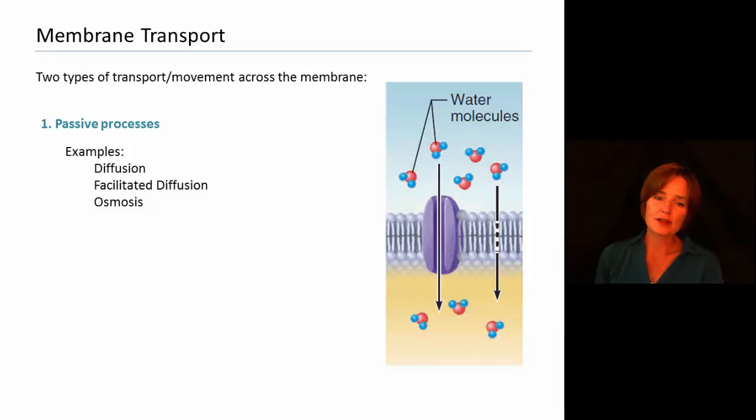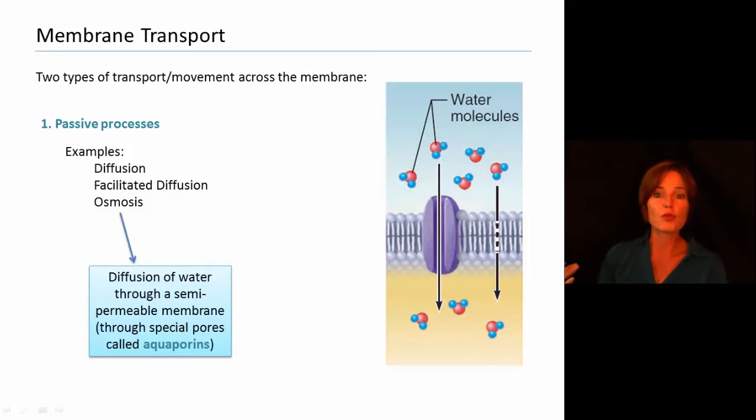A third type of passive process is osmosis. With osmosis, we are specifically talking about the movement of water molecules. This will be diffusion of water. So by diffusion, they are spreading out, and the water molecules are going to move through special proteins, which we do call aquaporins. So this is an example of the aquaporin right here. It's going to help the water molecules to get across. And the water molecules, again, move from a high concentration to a low concentration.